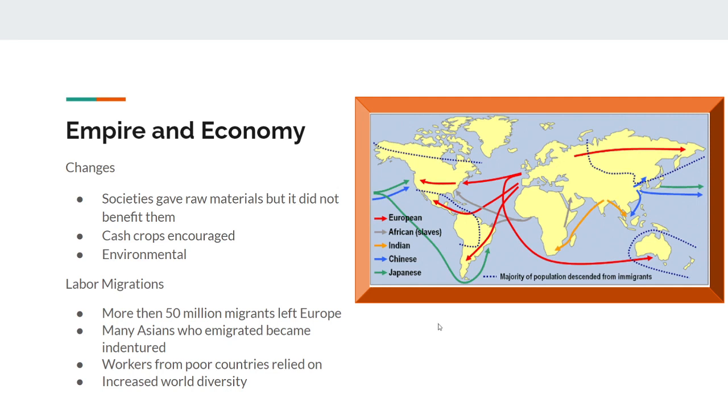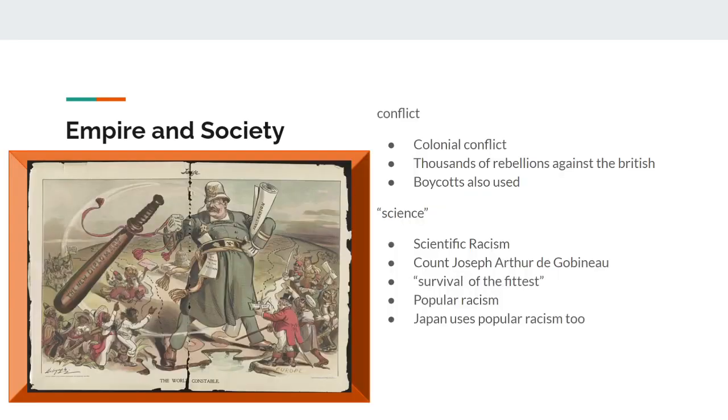Labor migrations. More than 50 million migrants had left Europe and gone to other places around the world. European migrants had normally gone to temperate areas, while most Asians who had emigrated had become indentured workers going to subtropical places. Workers from poor countries were relied on in all the different colonies. They had taken those people and taken advantage of them, using them as indentured labor. Increased world diversity had also begun to happen because people were moving everywhere. The indentured laborers would arrive and they would work for a certain amount of time in order to earn their freedom.